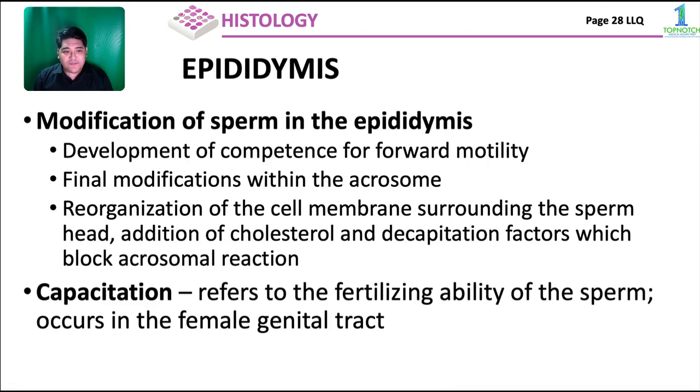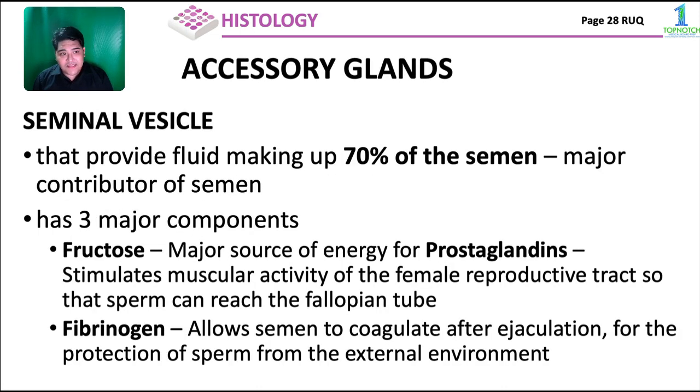Now, the modification of sperm in the epididymis is important because this is where your sperm develop the competence for forward motility, modification of the acrosome, the organization of the cell membrane surrounding the sperm head, and addition of cholesterol and decapacitation factors which block the acrosomal reaction. Now, capacitation, vocabulary lang natin, refers to the fertilizing ability of the sperm, which occurs in the female genital tract. That's your capacitation.